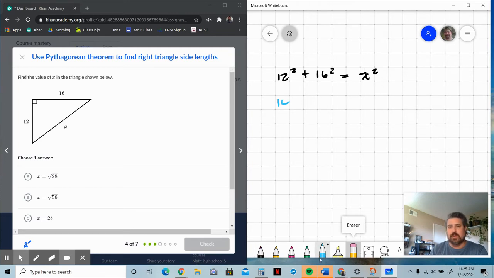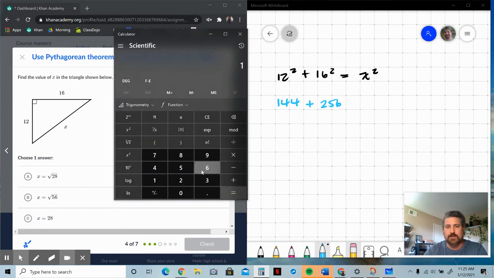12 squared is one you memorized, 144. You might have memorized 16 squared. So 15 squared is 225. Is that right? I think so. And 16 squared would be 256. If you haven't memorized that, you can always just do it by doing 16 times 16, right? Or 16 in the square button.